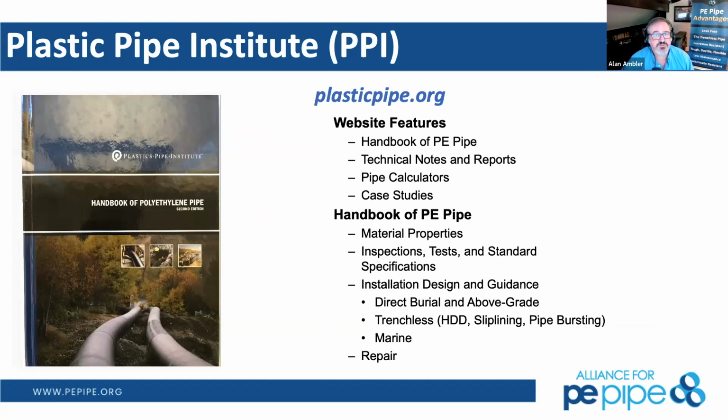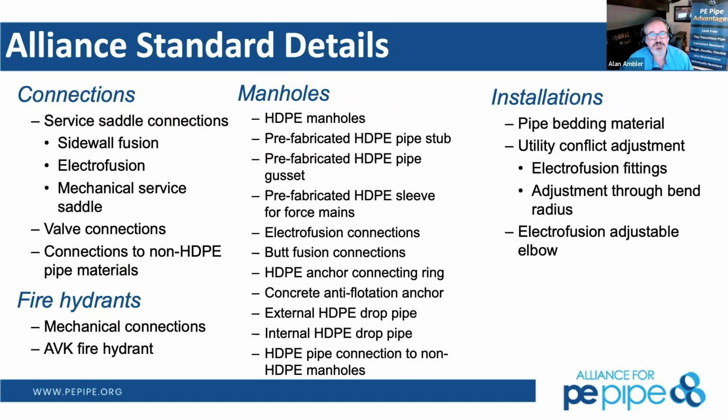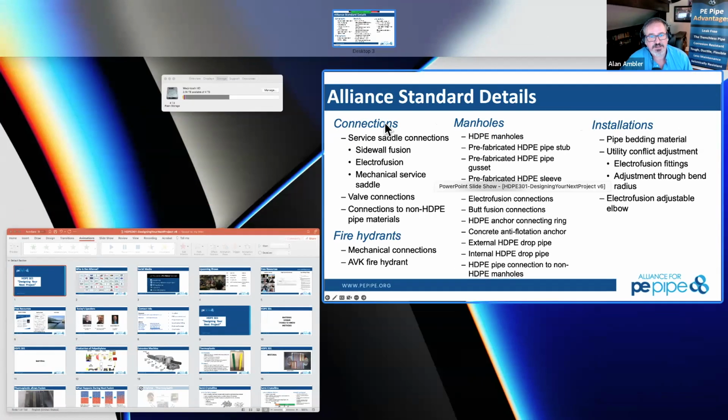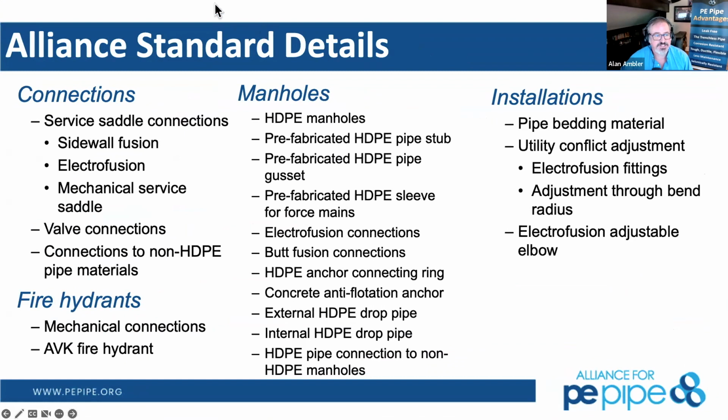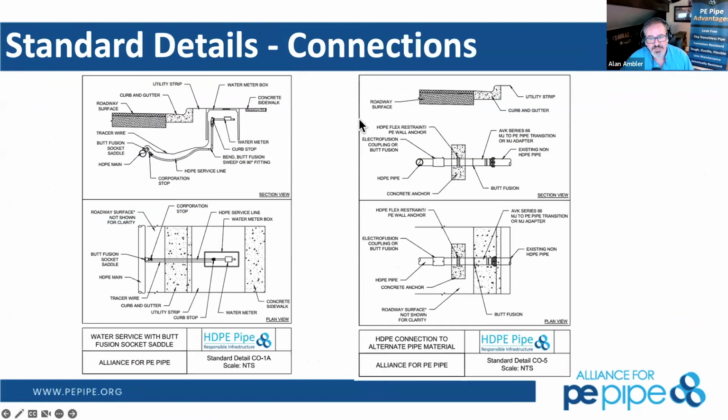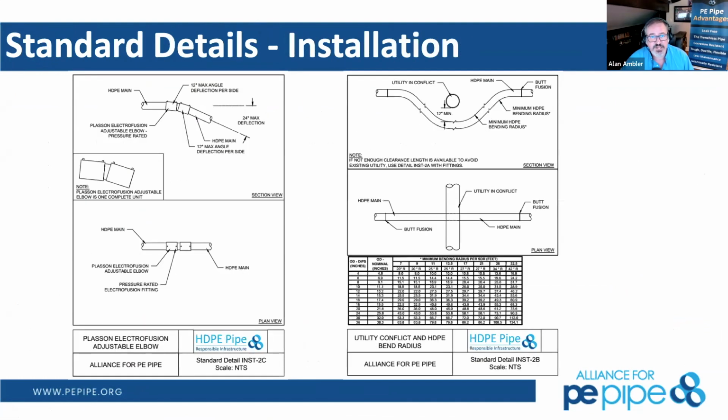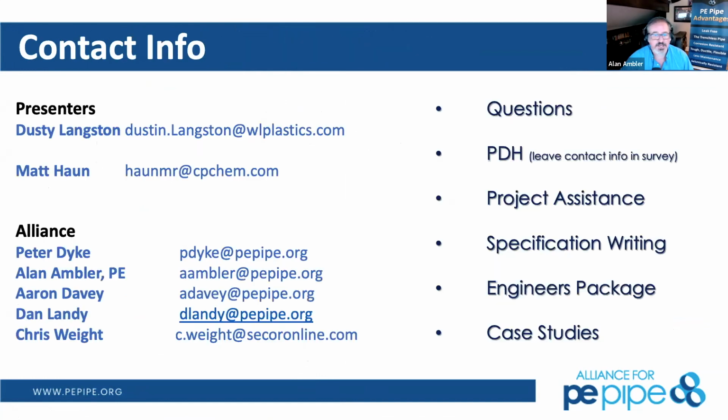All of these things are available from the Alliance for PE Pipe, which is a nonprofit, of course. Pete, Dusty, if you guys want to come on, we'll have a couple of comments as well. So we've got lots of things within that: connections, manholes, installations. These are standard details as we're looking at them. They are available to you both in AutoCAD format, PDF format, and the specifications are available both in PDF and Word format.